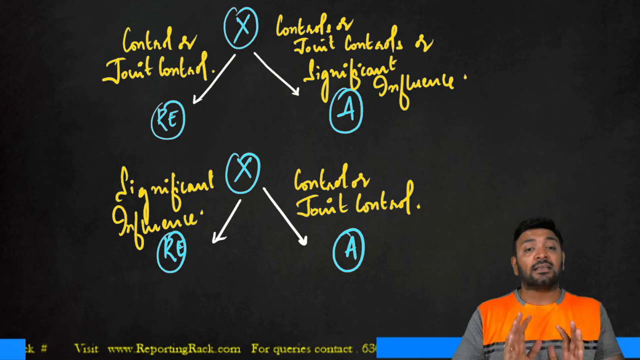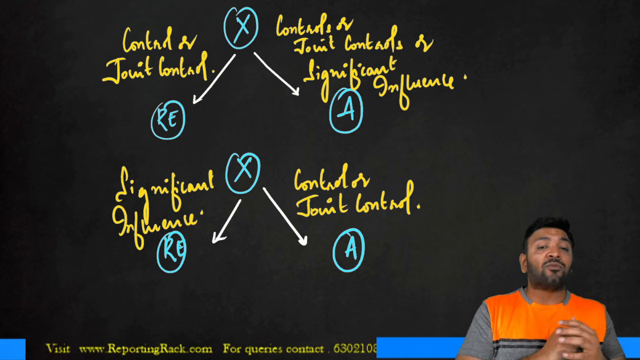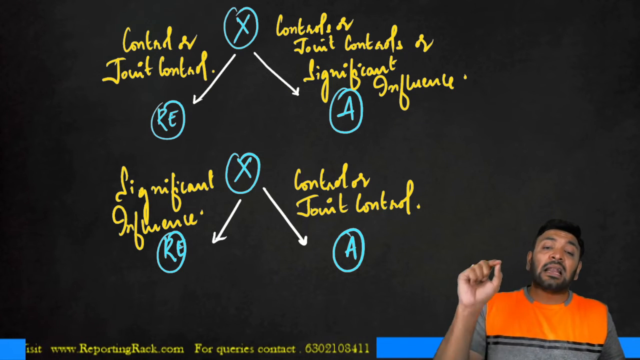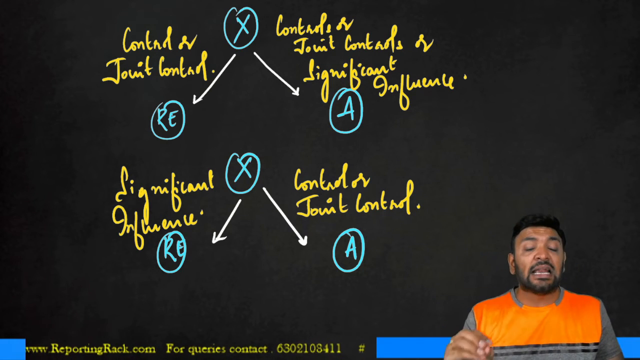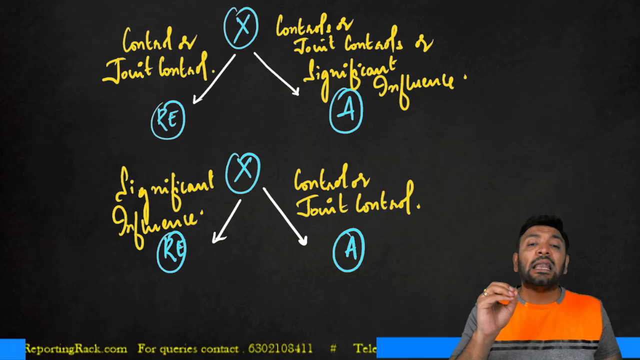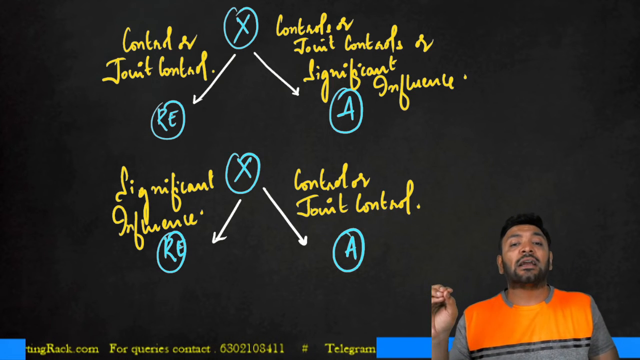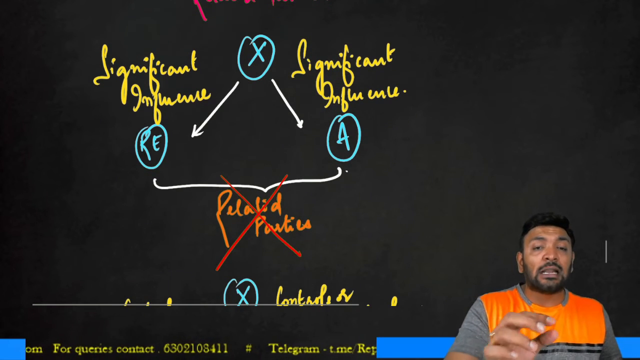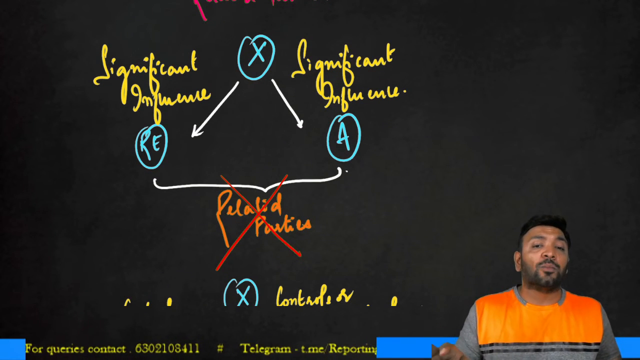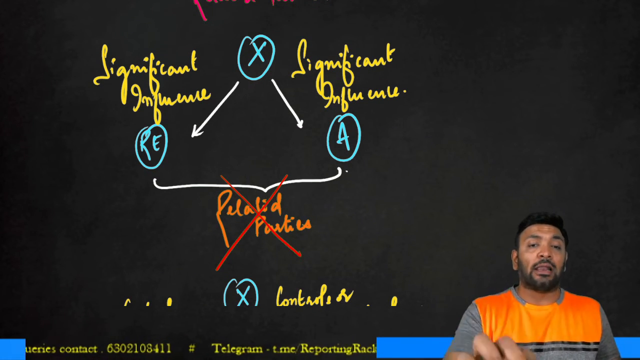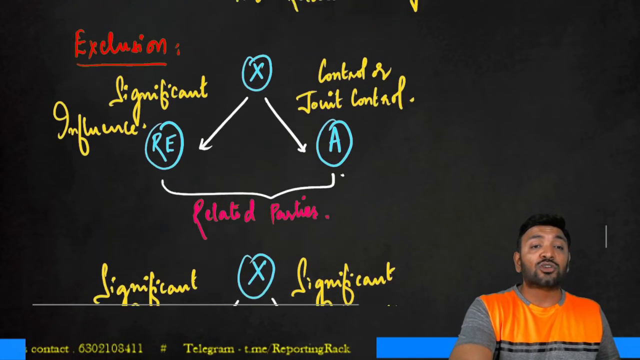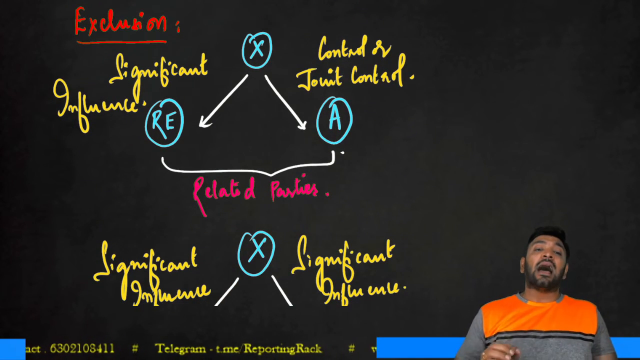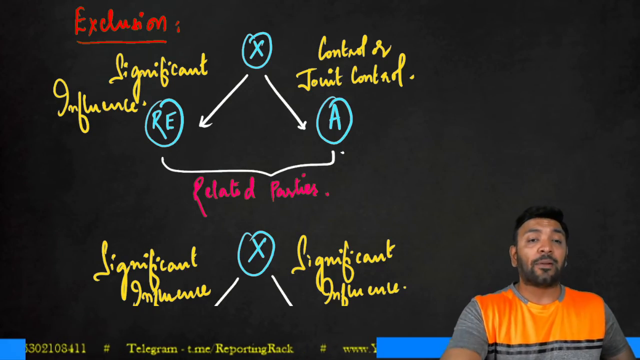But if in case X is having a significant influence over the reporting enterprise, then another enterprise will be considered as related to the reporting enterprise only if X controls or jointly controls the other enterprise. If they have significant influence over both the enterprises, they are not considered to be related parties to the reporting enterprise. And this is an exclusion that we have dealt with as far as this particular enterprise is concerned.